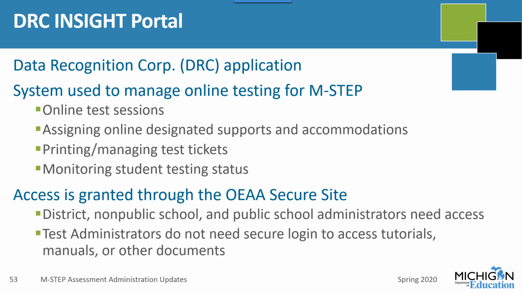The DRC Insite Portal is the system used to manage online test sessions, assign designated supports and accommodations, print and manage test tickets, and during testing to monitor student testing status. Access to the DRC Insite Portal is granted through the OEAA Secure Site, based on your role assignment in the OEAA Secure Site. If you need help getting access to the DRC Insite Portal, go to the Secure Site training page, again, at www.michigan.gov/secure-site-training, and select the document under Security called How Do I Get Access to the DRC Insite Portal?